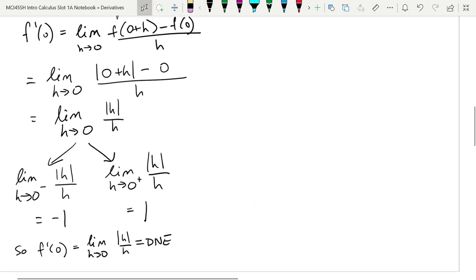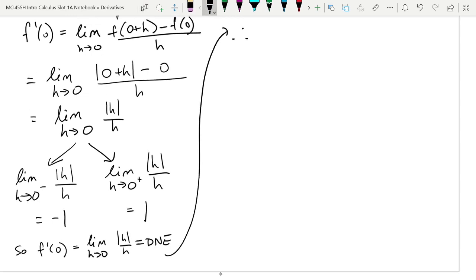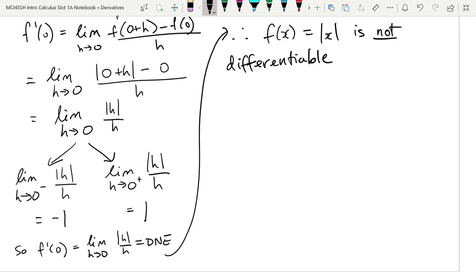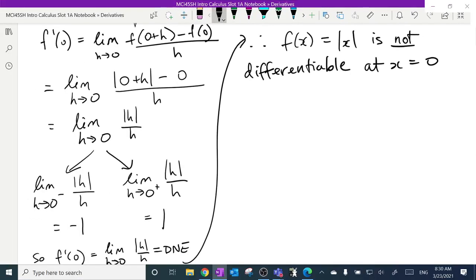So I'll just continue up here. I'll say, therefore, f of x equals the absolute value of x is not differentiable at x equals 0. And if we were to graph that, we would get some backup on that claim.